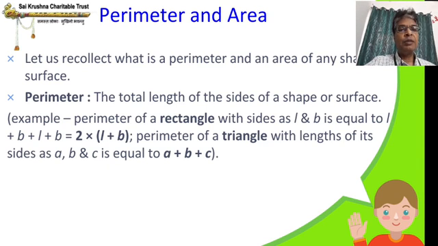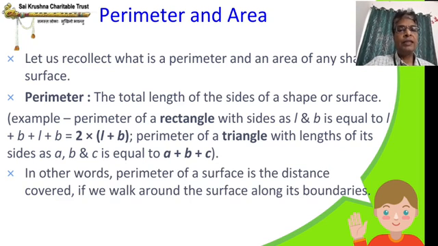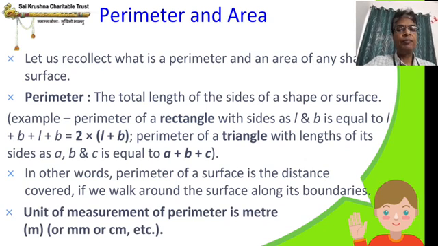And in the case of perimeter of a triangle with lengths of sides as A, B and C, it is equal to A plus B plus C, just going all around. In other words, perimeter of a surface is the distance covered if you walk around the surface along its boundaries. Correct? If there is a triangular field, we just start from one point, keep walking along the sides and come back to the same point. The distance covered by us is the perimeter.